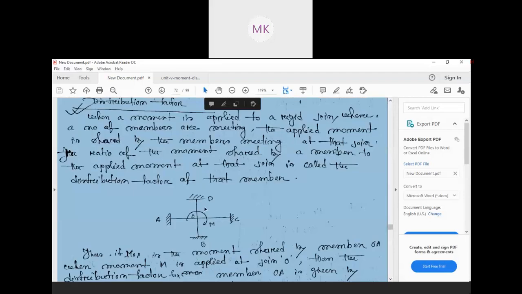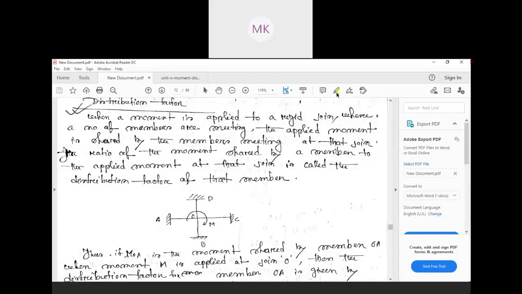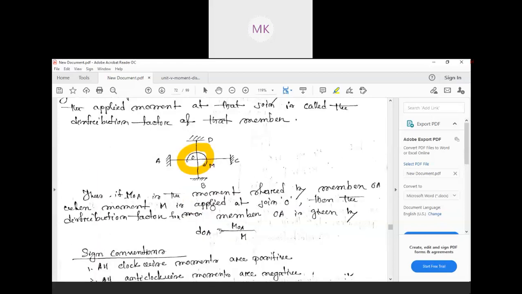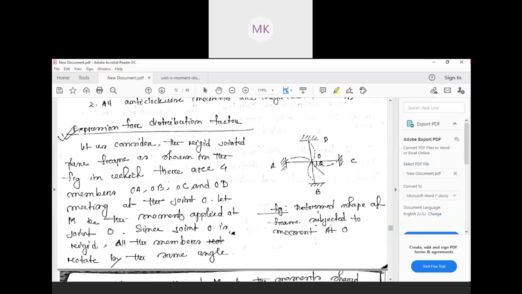See, there is a point O and there are four members connected to it. If we distribute all the moment among these members, this is called distribution, and how we need to distribute that amount is called the distribution factor. So there is an expression for the distribution factor, as you can see here.